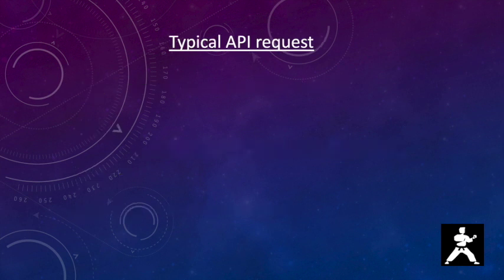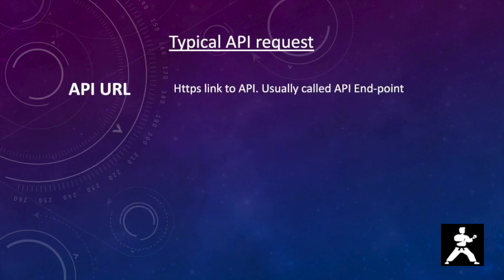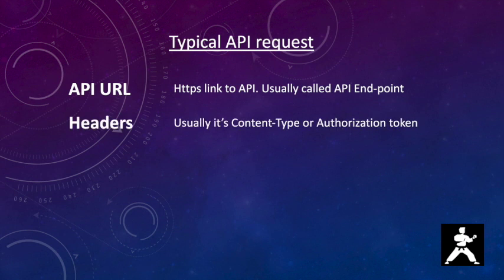A typical API request consists of API URL. This is an HTTP link, and usually this link is called an endpoint. Then you need to provide the headers of your request. Usually it's a content type of your message and/or authorization token. Then you have to provide the method: get, post, put, or delete. These 4 methods are the most common.